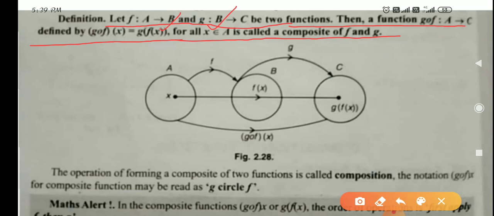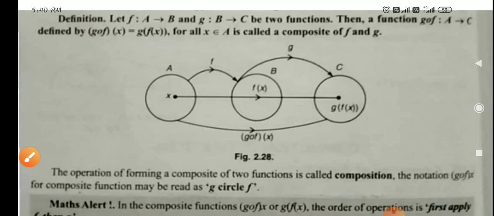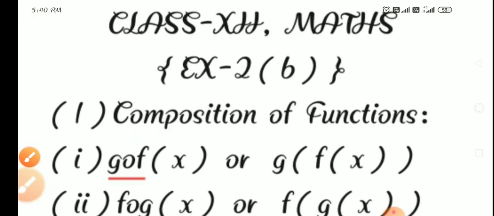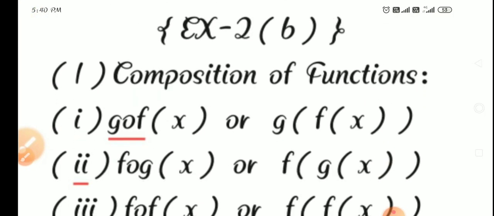I will give one example. More functions means more than two functions I will take. Now you take this point. gof(x), I told you, means composition of functions f and g. First apply f, then g. It is read as g(f(x)).